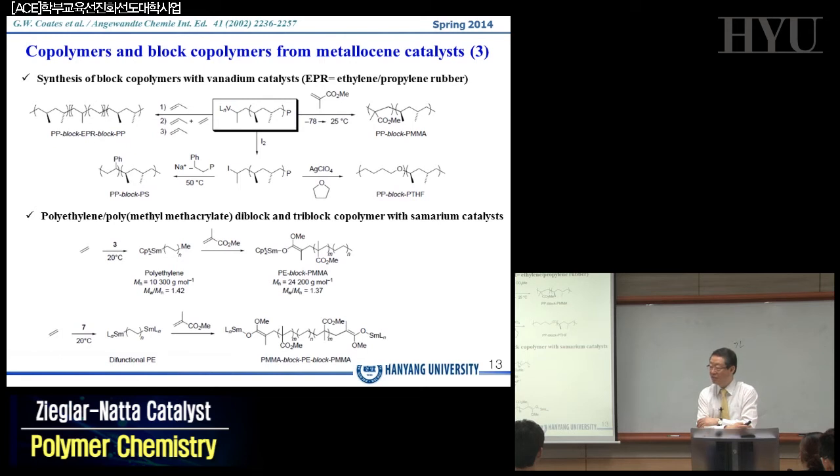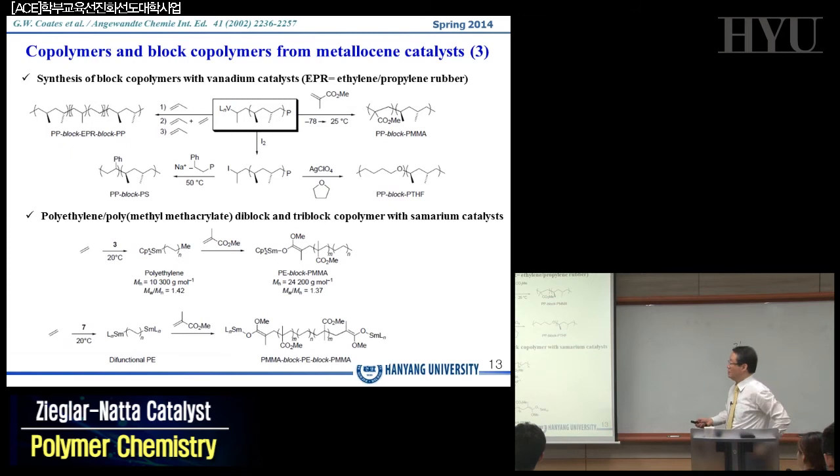Polypropylene itself has a low glass transition temperature, but this polystyrene is glassy, okay? And this EPL is rubbery. So you can see the very, very interesting property of your final block copolymer systems. And this way, you can produce very interesting polymerization systems.